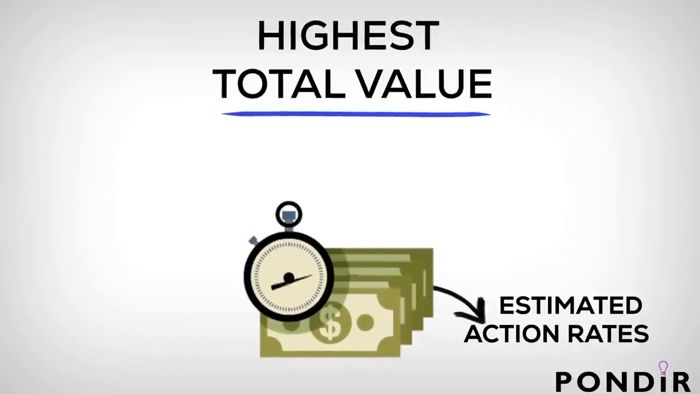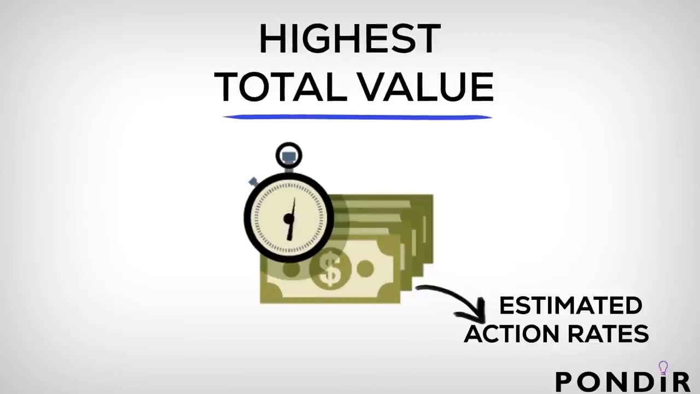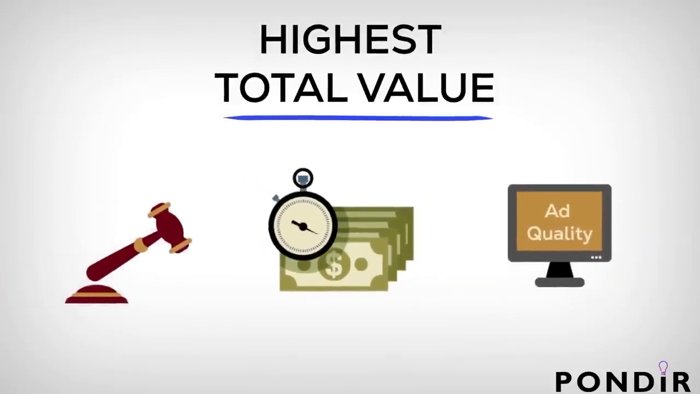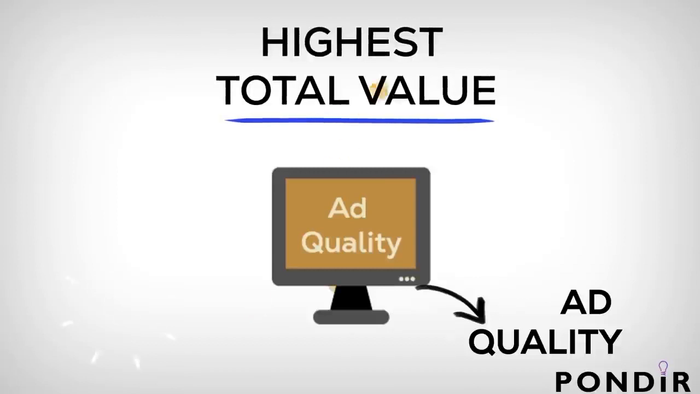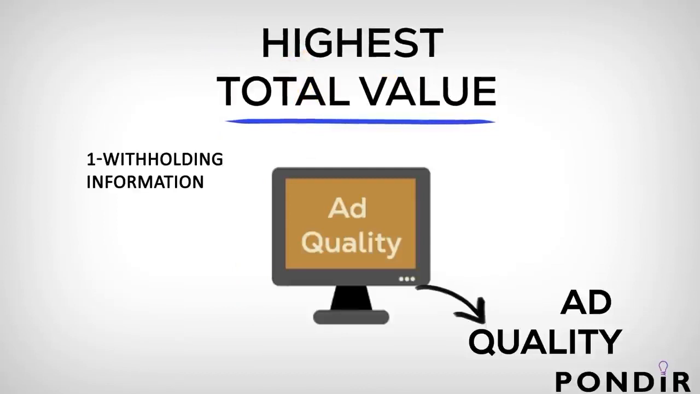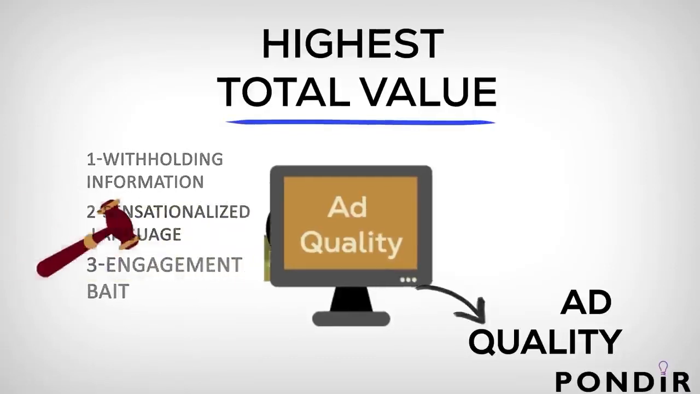For example, if your goal is a purchase, what is the estimated probability that if Facebook shows your ad, that user will result in a purchase. Finally, number 3, ad quality. Ad quality is a measure of the quality of an ad as determined from many sources, including feedback from people viewing or hiding the ad, and assessments of low-quality attributes in the ad, such as withholding information, sensationalized language, and engagement bait. And the big takeaway is that engaging in clickbait and engagement bait does not improve ad performance.